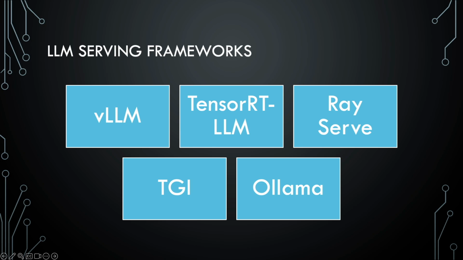Text Generation Inference, or TGI, is a serving framework offered by Hugging Face. NVIDIA offers the TensorRT LLM framework. There are tools that are optimized for different environments and at different scales. For example, RayServe is a serving framework that's optimized for distributed deployments, while Ollama is a user-friendly local serving solution.